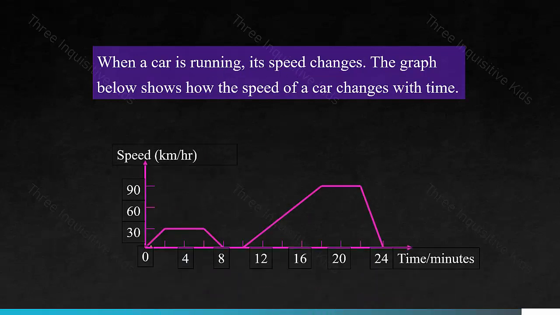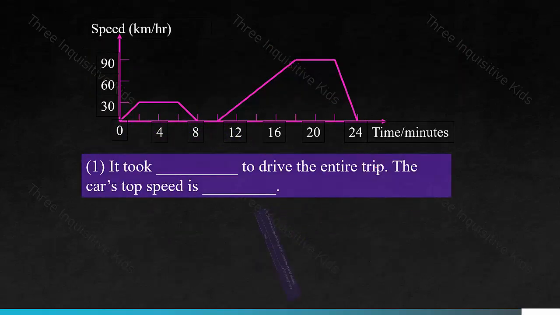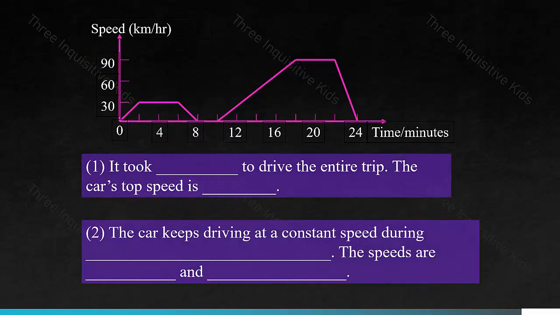So it seems like this car is starting to accelerate, pick up speed, and then it starts driving at a constant rate. Then it slows down because it needs to pause at some place. It rests for a bit, it keeps accelerating to a faster speed, it drives at that speed for a while, and then it slows down and pauses again. Number 2, the car keeps driving at a constant speed during blank. The speeds are blank and blank.